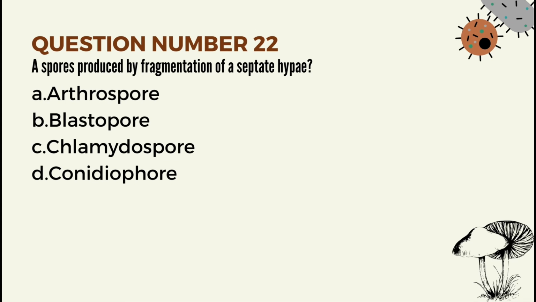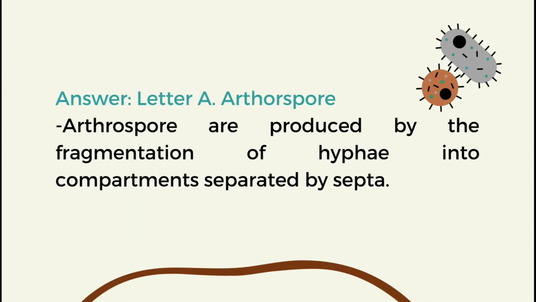Question number 22. Which spores are produced by fragmentation of septate hyphae? A. Arthrospores, B. Blastospore, C. Chlamydospore, or D. Conidiospore. Answer is letter A, Arthrospores. Arthrospores are produced by the fragmentation of hyphae into compartments separated by septa.